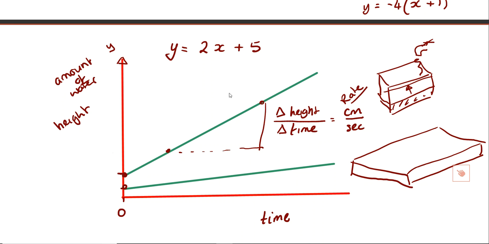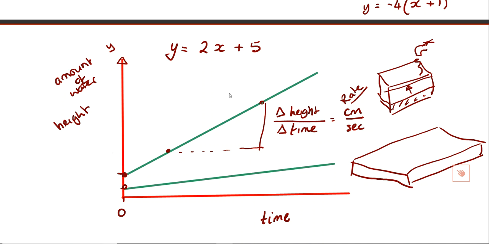Spot on. To work out the height of the water, I take the time, x, and multiply it by 2, because the water is going up 2 centimetres every second or minute or whatever you choose. And the plus 5 means there was already 5 centimetres in there. Spot on. Good. All right.